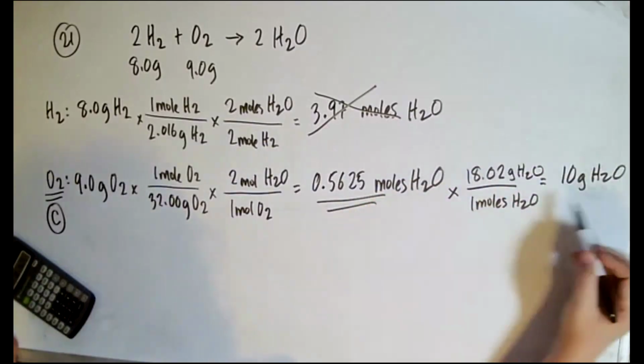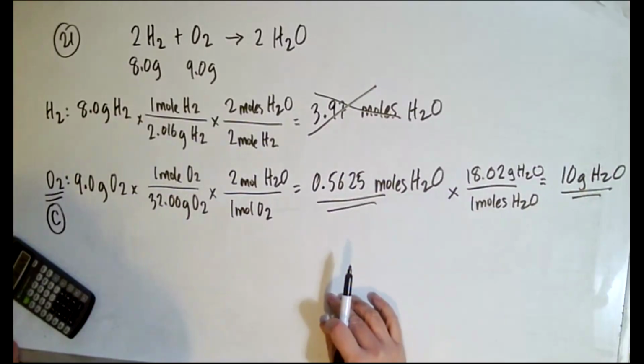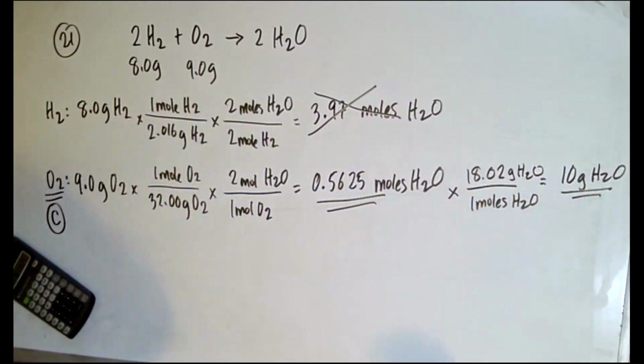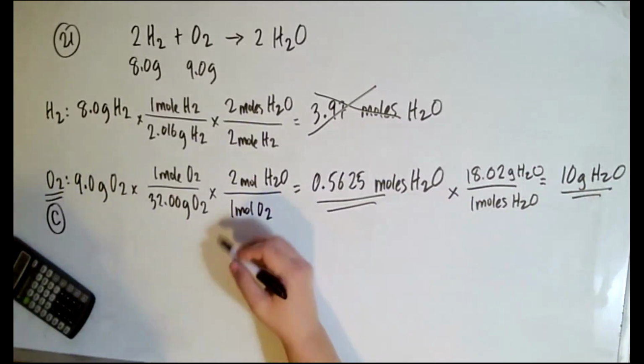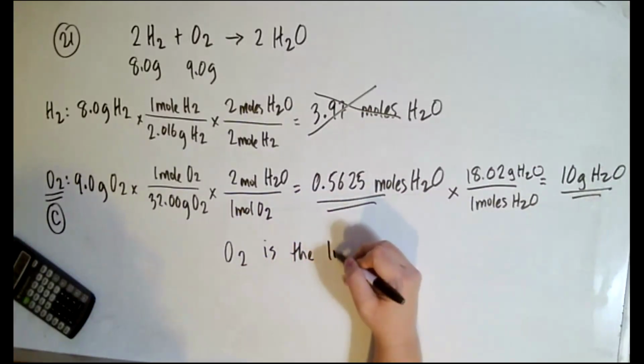So these two values here represent our theoretical yield values for the water. So choice D is wrong and choice E is wrong. Choice C is the right answer. O2 is the limiting reactant.